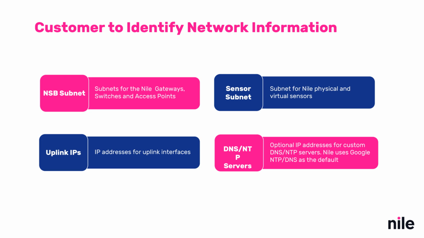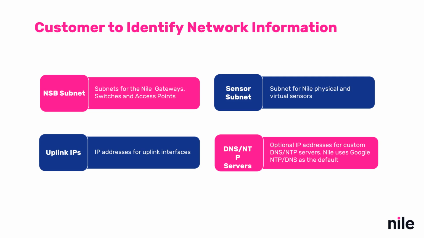Third is the uplink IP addresses. These are the IPs used between the Nile network and the customer's router or firewall. Typically, these are assigned as a /30 subnet per interface. For full redundancy, 4 unique uplink IP addresses are required. In the case of Nile-provided Internet gateway devices, these uplinks will use public IP addresses, as the Internet service provider circuits will terminate directly on the Nile devices.